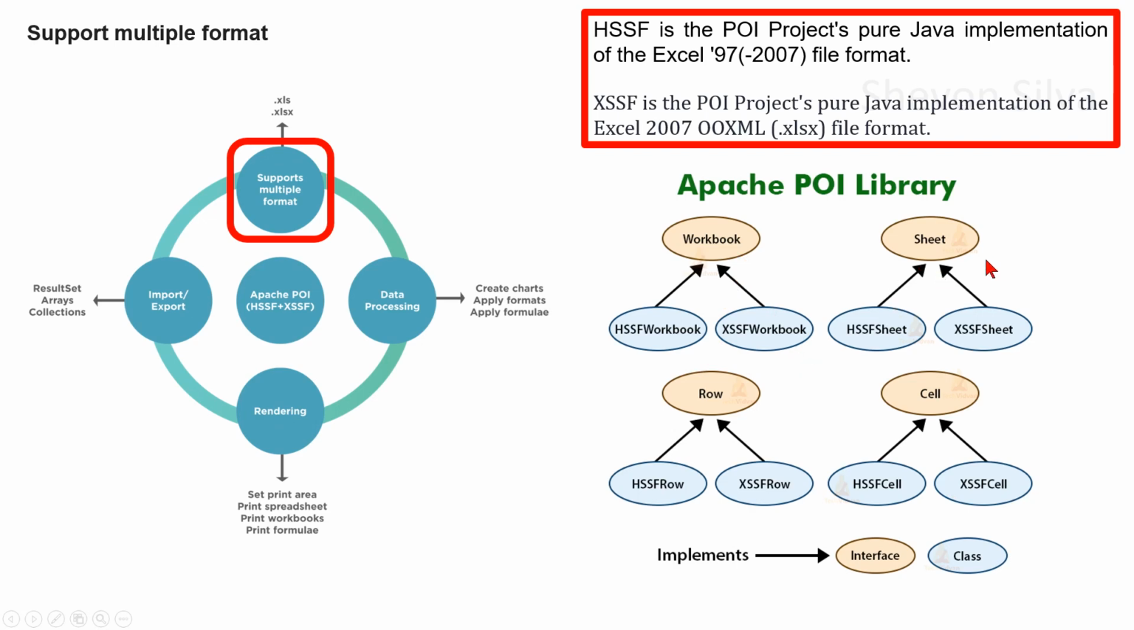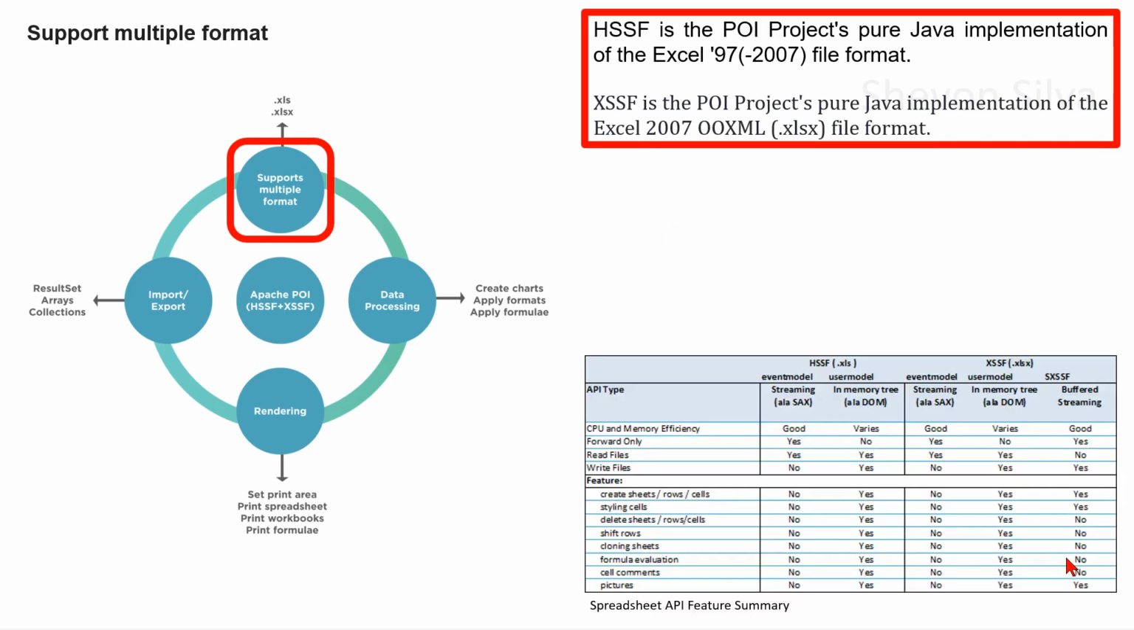Here interface Sheet is implemented by HSSF sheet class and XSSF sheet class. Here interface Row is implemented by HSSF row class and XSSF row class. Here interface Cell is implemented by HSSF cell class and XSSF cell class. Here you can see a spreadsheet API feature summary.